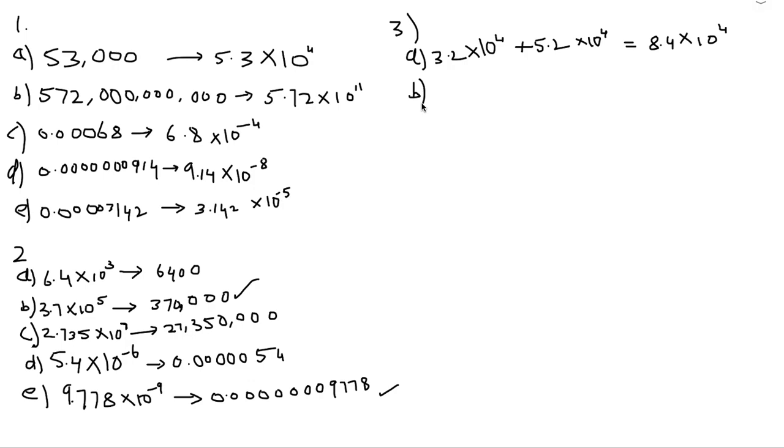Next one, 6.6 times 10 to the power 5 plus 8.2 times 10 to the power 5. This one, same method. 8.2 plus 6.6 will give 14.8. So 14.8 times 10 to the power 5.